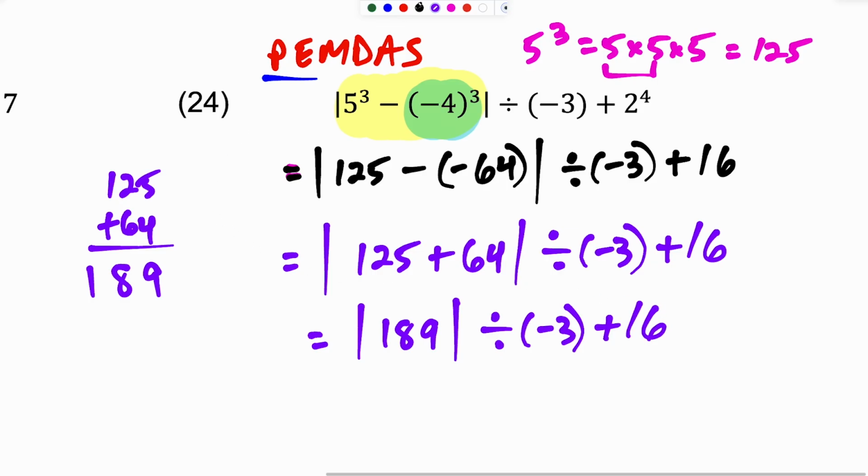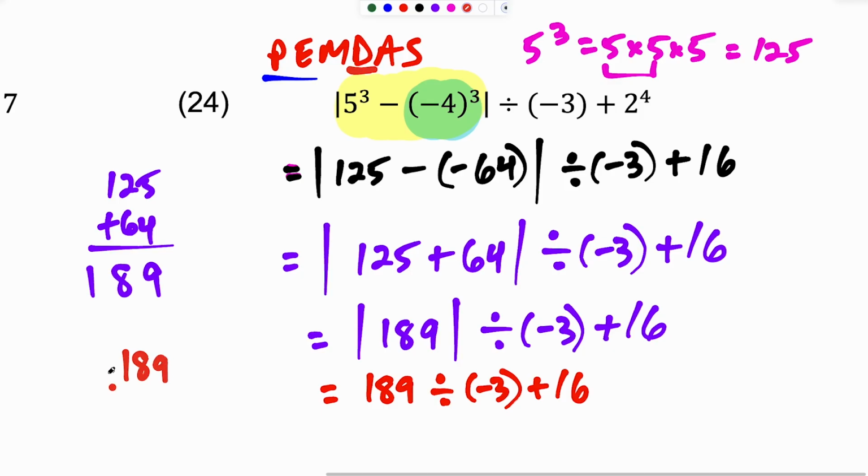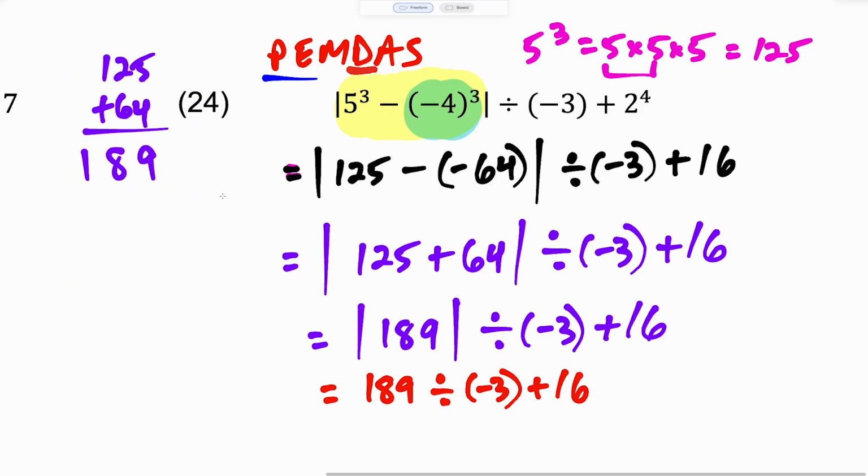Off to the side here, first let's write this out. The absolute value of 189 is 189. So we get 189 divided by negative 3, and then plus 16. What we're going to do next is division before the addition. Division first before adding. Off to the side, I'm going to do 189 divided by 3. I'll move everything up a little bit more so I have space to do long division, because we have a 3-digit number that we're dividing. So we have this number 189, and we're dividing it by 3.